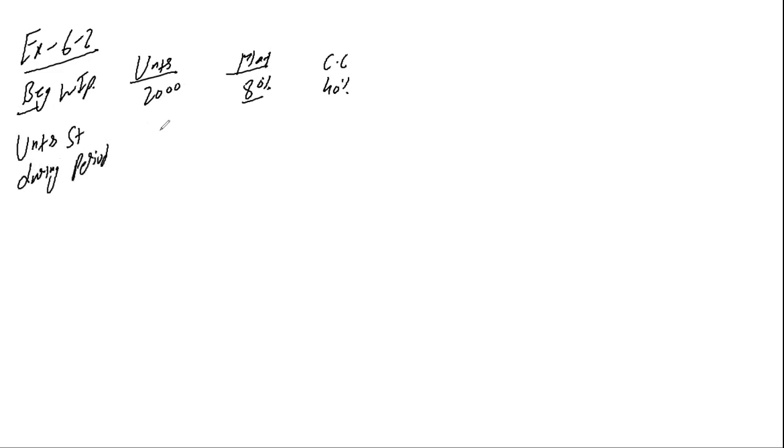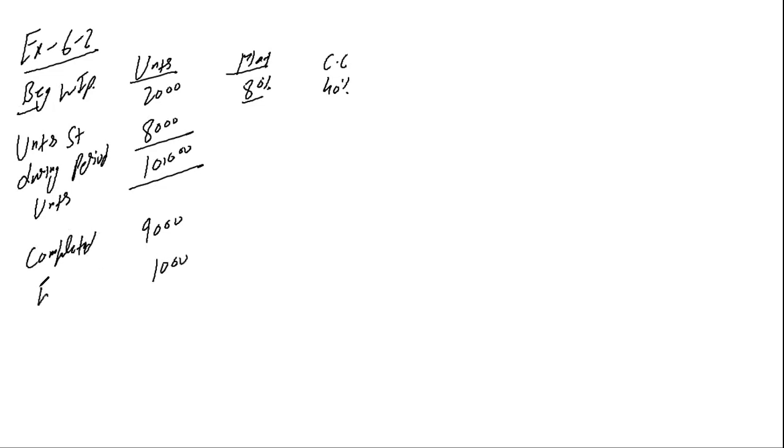Units started during the period: we are having 8,000. So total units we are having 10,000, which we need to account for. Out of these 10,000 units, 9,000 units completed and 1,000 units are in work in process closing, and the percentage of completion with respect to material is 90%, and with respect to conversion cost it is 70%. So like that, we are having the 10,000 units.